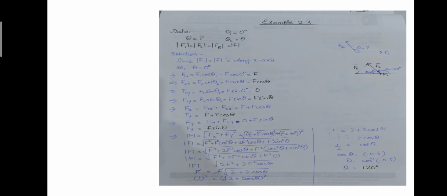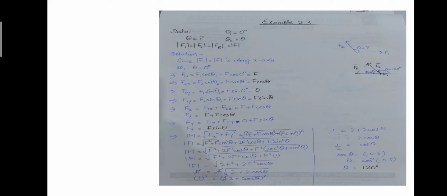Okay, now moving towards example 2.3, in which there is a force F1 along the x-axis, so it is having an angle of 0 degrees. And there is another force F2, which is having an angle of theta degrees, because we don't know how much angle it is making with the x-axis, or you can simply say with F1, because F1 is also along the x-axis. So we don't know this angle, so theta 2 is going to be equal to theta, which we are going to find out.